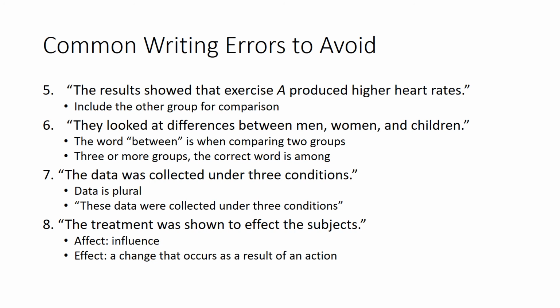When using the word between, it should only be used for comparisons of 2 groups or conditions. If there are 3 or more groups being compared, the correct word to use is among. Also, when using the word data, data is plural, so you would want to say "these data were collected under 3 conditions." Lastly, be careful about the words affect and effect. Both words can be correctly used as either a noun or a verb, but often they get used incorrectly and interchangeably. Affect means to influence, while effect is a change that occurs as a result of an action. Overall though, you should start becoming aware of these common writing errors.